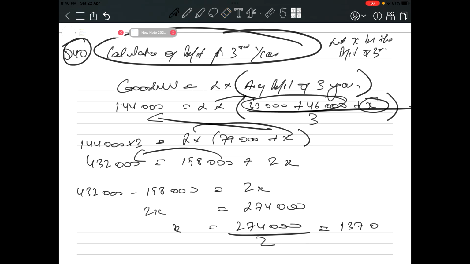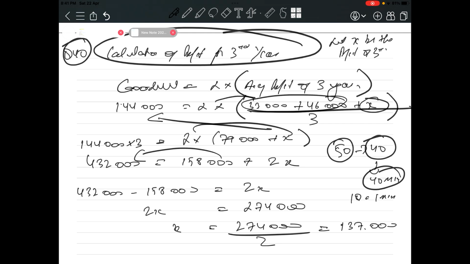You will get 50 questions, out of which 40 questions will have to be solved. I think the time given will be 40 minutes, which means one question is equal to 1 minute. So you'll have to be fast.